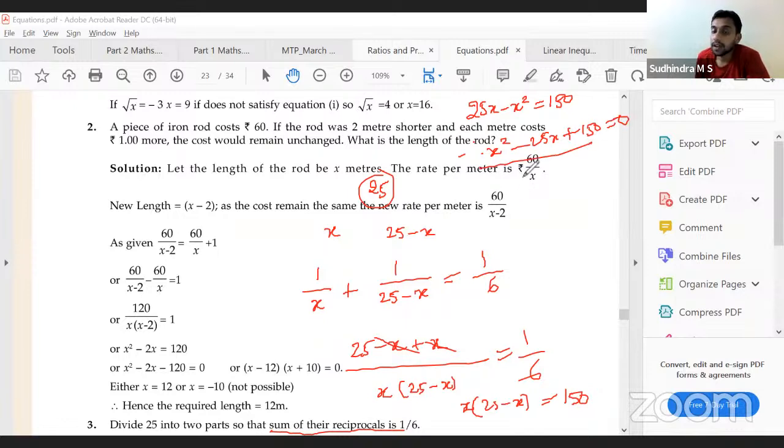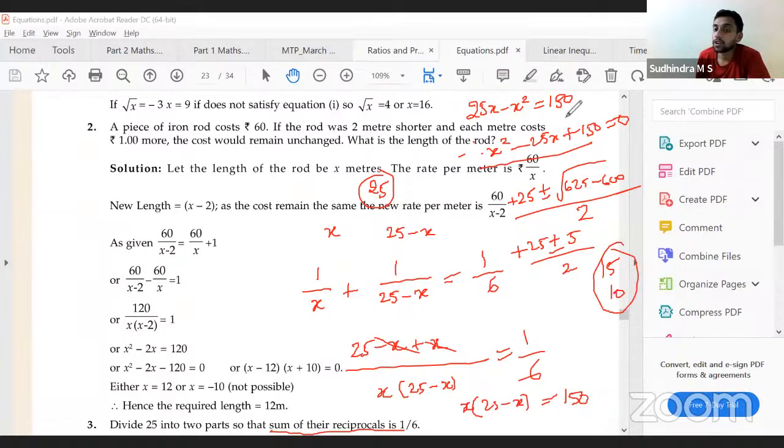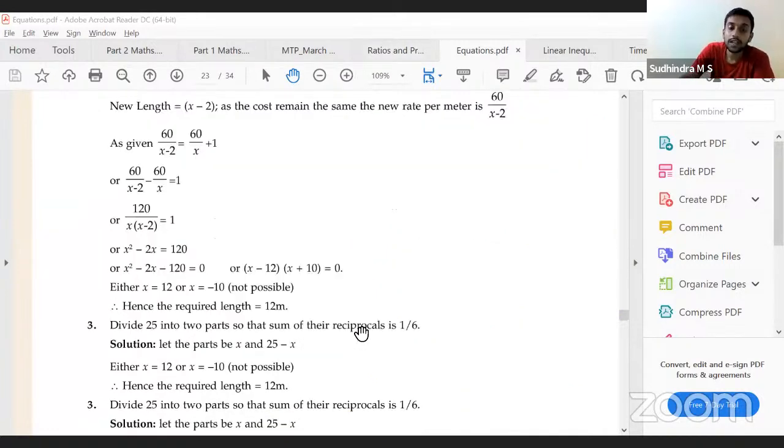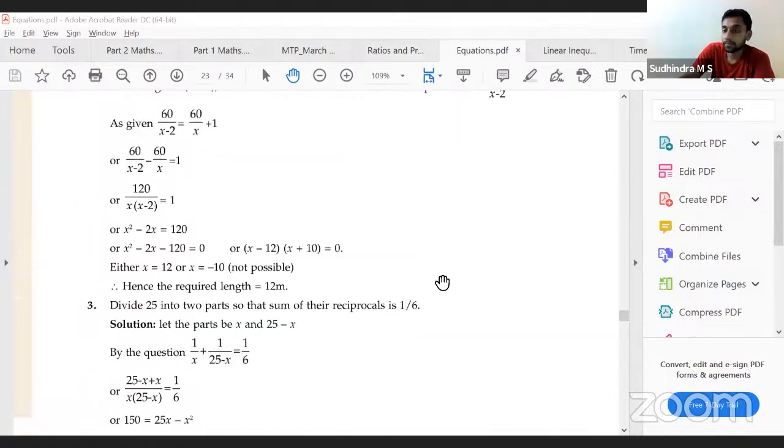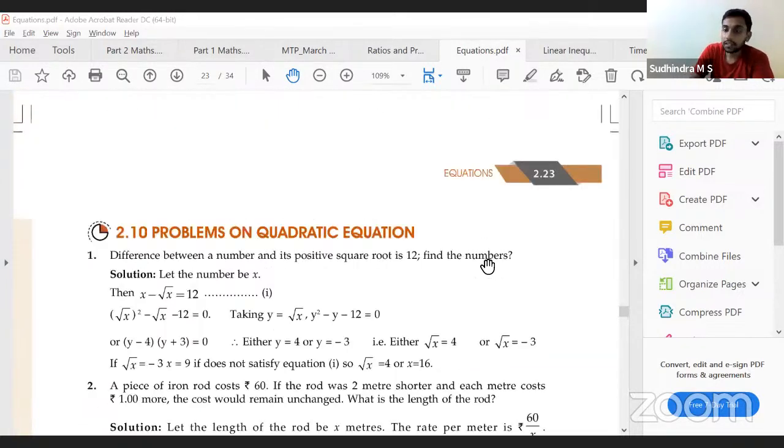Solving this, 10 and 15. 25 plus or minus root of 25 square, which is 625, minus 4ac, 4 into 1 into 150 is 600, divided by 2. 625 minus 600 is 25. Root of 25 is 5. So 25 plus or minus 5 by 2. 25 plus 5 by 2 is 15. 25 minus 5 by 2 is 10. So the two values which divide 25 with the sum of the reciprocals as 1 by 6 are 10 and 15. Okay, next.